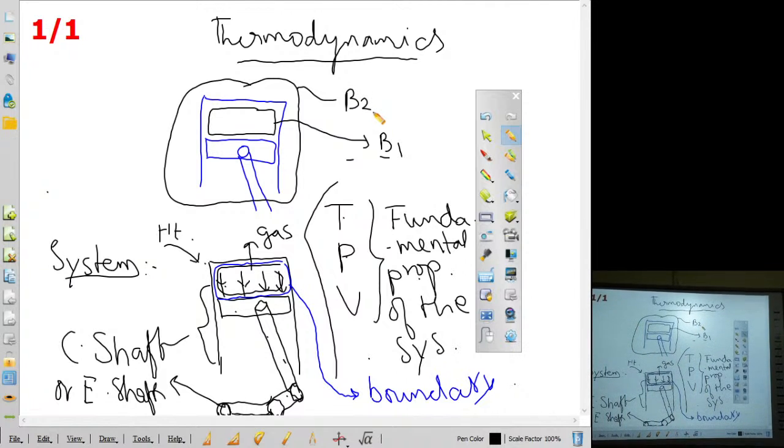Now, can you give me some details about both the boundaries? One is boundary B1, just inside the cylinder, and boundary B2 covers the cylinder also. So even the cylinder is now outside. Right. So, very much attached to the system is another definition called the surroundings. So I am going to discuss the surroundings with all of you.